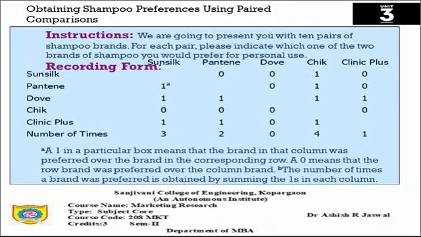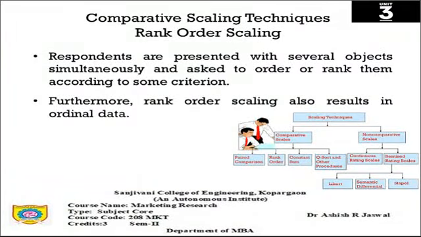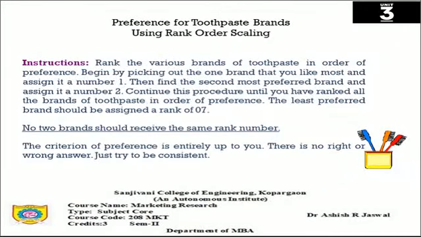Moving forward, let us try to understand the second type, which is called rank order scaling. As the name says, rank is involved. Respondents are presented with several objects simultaneously and asked to order or rank them according to some criteria. Furthermore, rank order scaling also results in ordinal data. To understand better, let us look into an example.